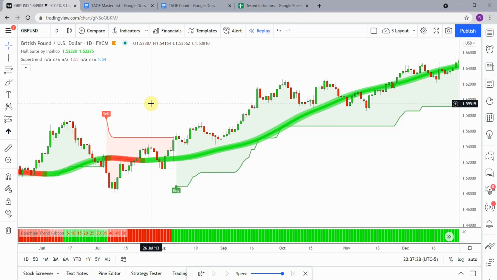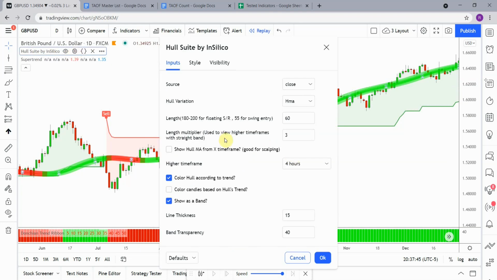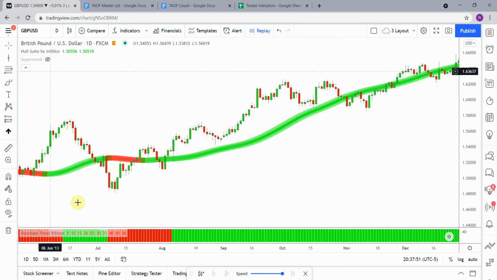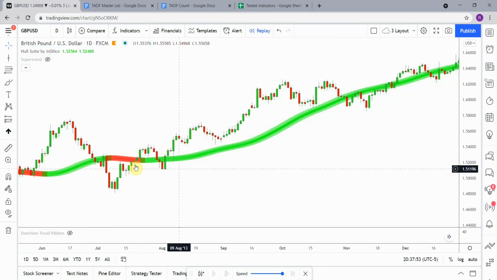So what we're looking at here is 3 different indicators. I will put a link to each of these indicators down below in the description, so that way you can easily find them. The first one is the whole suite by Insilico. That one is changed quite a bit. In its original form, it looks nothing like this, and here I'll turn off these other ones. This is the whole suite line right here.